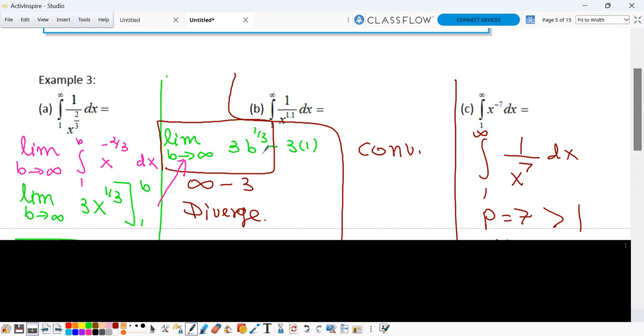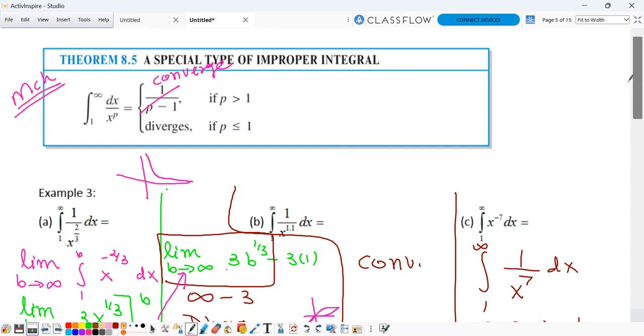Now, b to the 1/3 is a cube root, but you know that the cube root, even if slowly, still goes to infinity. So this piece becomes infinity. Infinity minus 3 diverges. So what that makes is, for this kind of function, if the power is less than 1, then it diverges. If it is greater than 1, it converges. Less than 1, it diverges. We just proved it here.